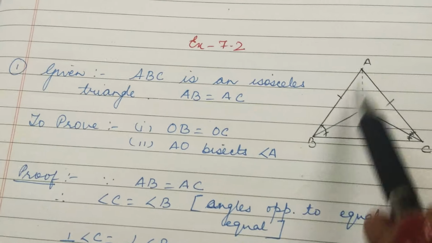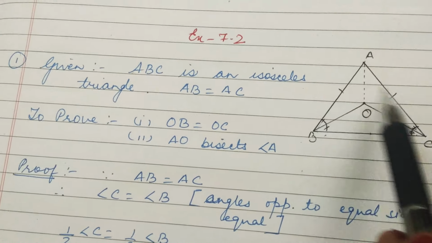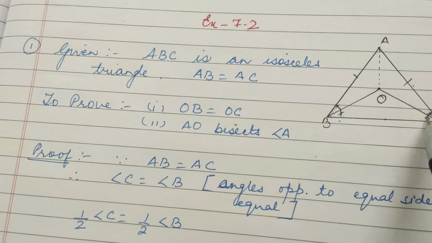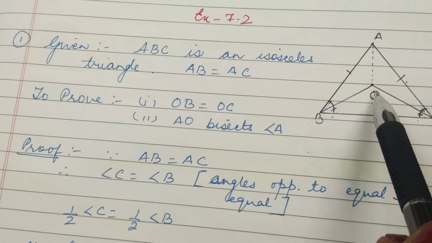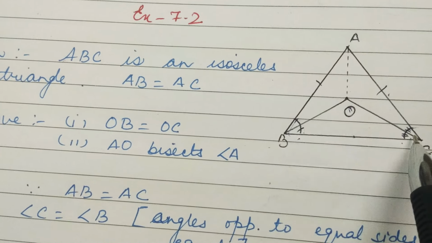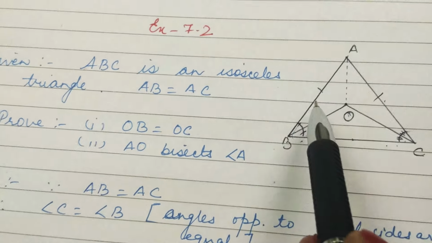Now we have drawn the figure. It is given that ABC is an isosceles triangle and AB equals AC. The bisectors of angle B and angle C intersect at O, and we have joined A to O. This is the question which is given. As per the question I have drawn the figure. Now let us prove.